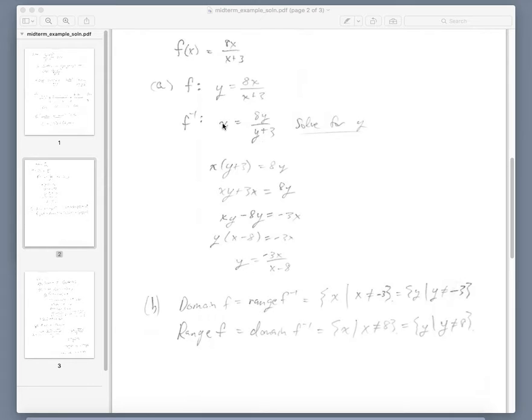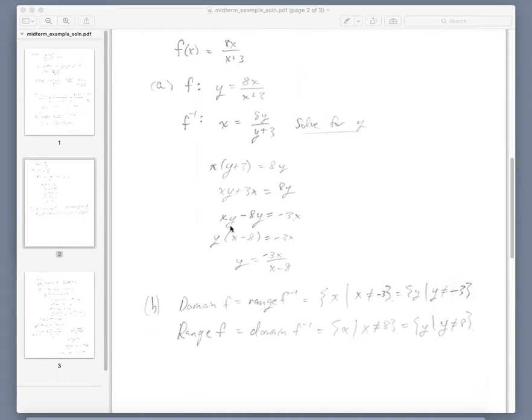So what we do is we multiply both sides by y plus 3. The goal is to isolate the y. Now this is a little bit tricky for a lot of people, but you multiply both sides by y plus 3, multiply it out, distribute out this left-hand side. And then you collect up all the y terms on one side and the non-y terms on the other. That's why I put the 8y's on the left and the 3x's on the other.